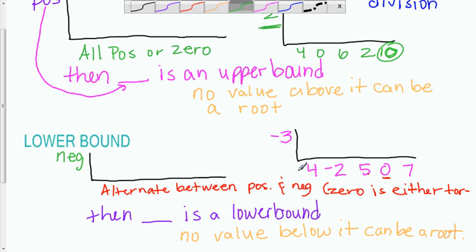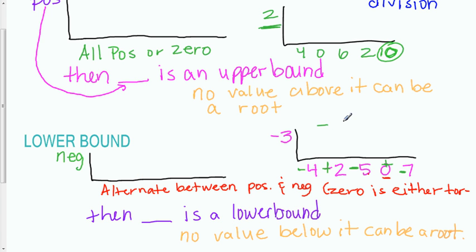Or we could have maybe this starting being negative, and then this be positive, and then this be negative. Now this 0 could be positive, and then that would be negative. Then it alternates. 0 can take on either one. And so if that's the case, then -3 would be a lower bound. And if you were asked to try like a -6 and a -10 and a -18, you would not have to try any of those because they're all below a -3. Now if they asked you to try a -2, you would have to try that one as well because that's above -3. So that could be a root yet.